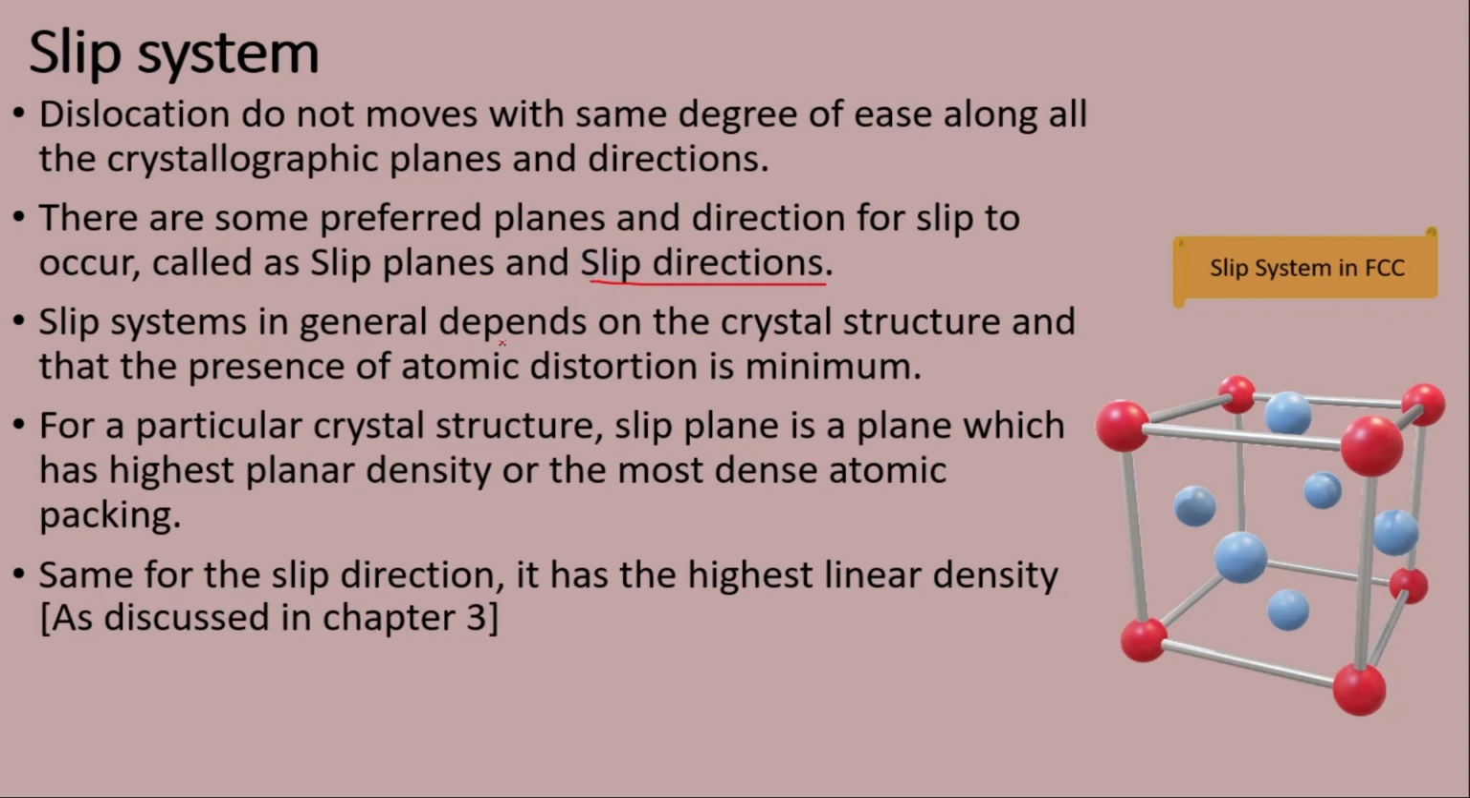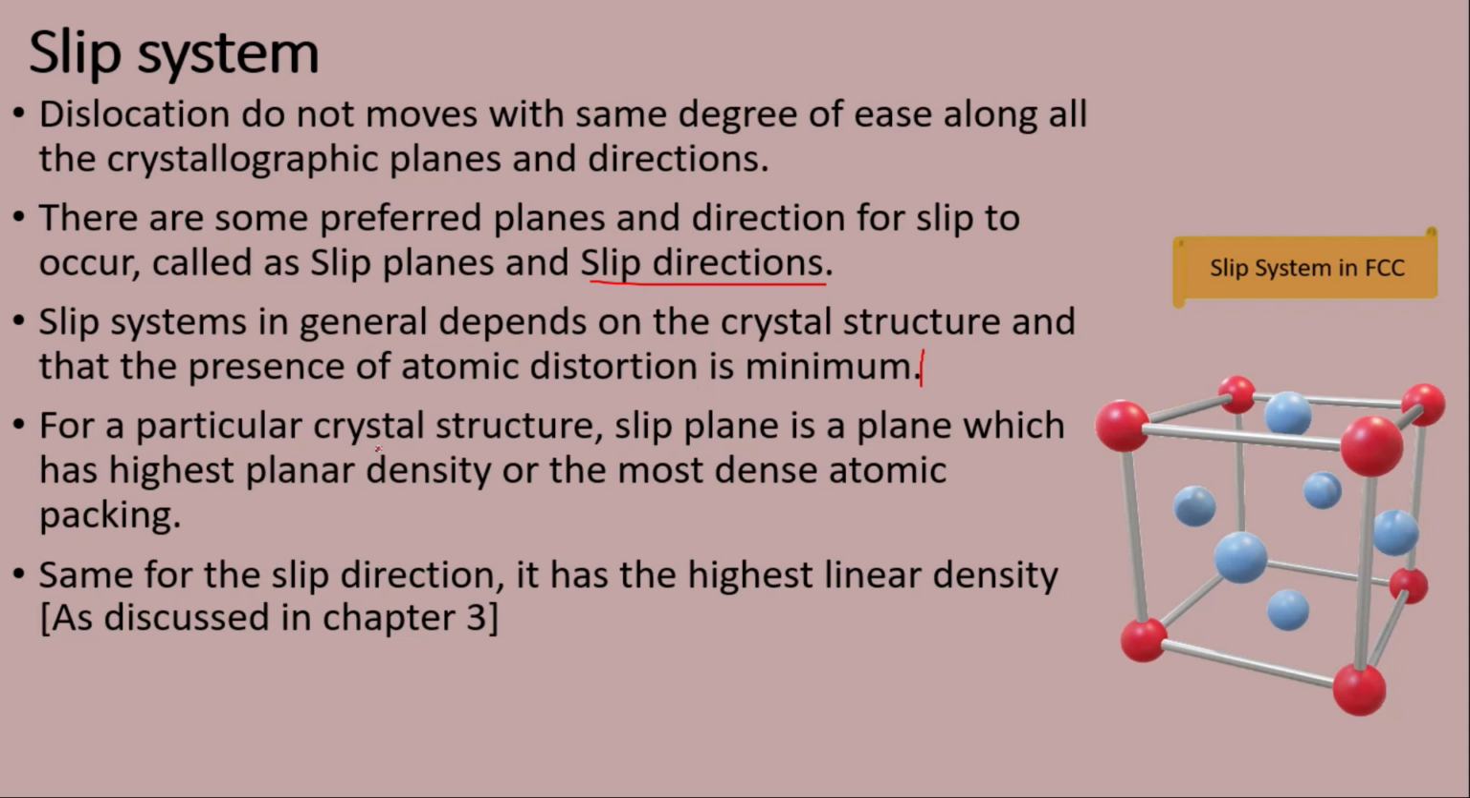Slip system in general depends on the crystal structure and on the presence of atomic distortion, which should be minimum. So how to identify the slip system? Let's suppose you have a BCC structure or an FCC structure. How to identify the slip system? It depends upon what kind of crystal structure we have, and also upon atomic distortion that is already present in the structure. Maybe we have a crystalline structure but it has a lot of point defects, so it will also alter the slip planes. Maybe our plane changes according to the presence of defects.